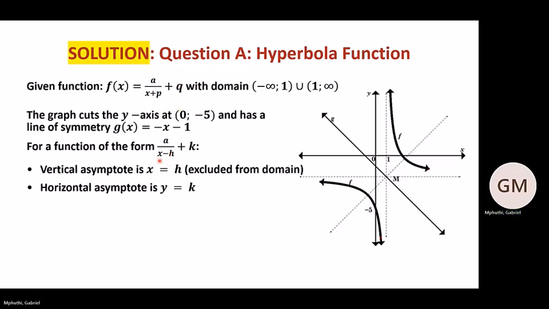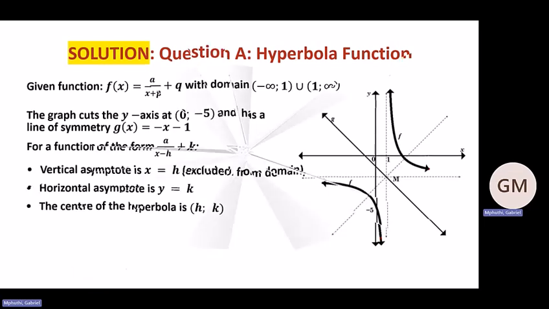So you will also notice, if you also recall previously, how we define our horizontal asymptote. Now, the center of this hyperbola function is given by that point (h, k). So you can start to think with our given question how we are going to try to answer it.